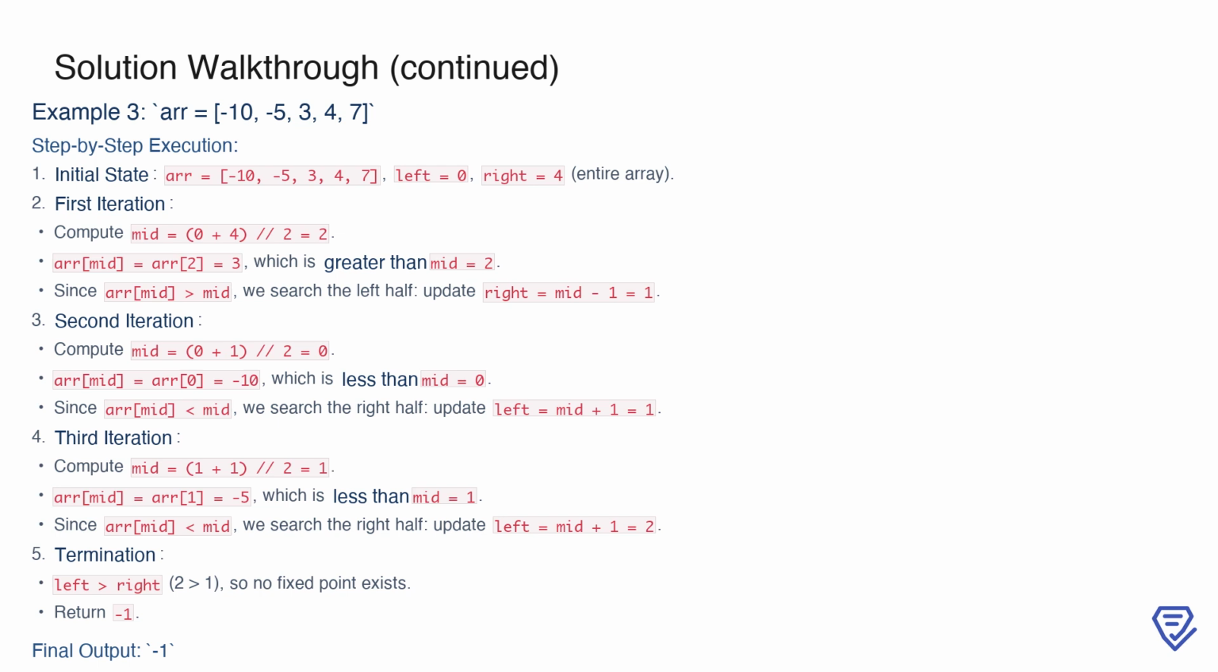In the third iteration, left and right both point to 1, so the midpoint is (1 + 1) / 2 equals 1. At this index, the value is -5, which is less than the index 1. Again, we move to the right half by updating left to mid + 1, which now becomes 2. At this point, left exceeds right, meaning there's no fixed point in the array. Hence, we return -1 as the result. This example illustrates how binary search handles cases where no fixed point exists.